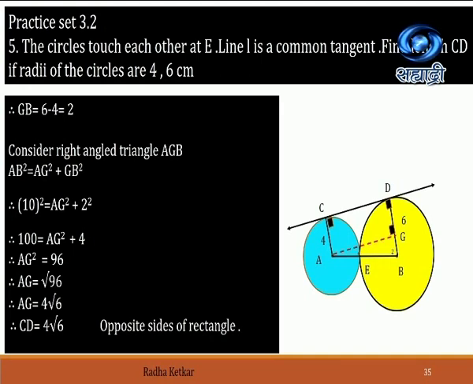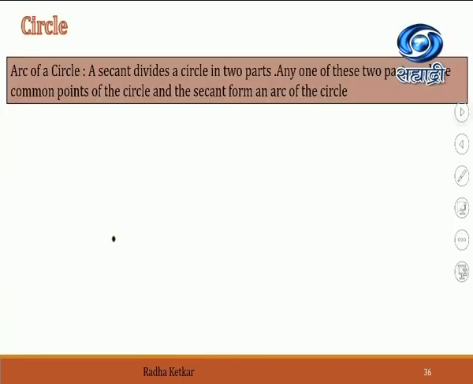AG will be root 96 and you have to write it in simplified form. So you can take out 16 from the square root, so that becomes 4 root 6. Okay. So CD is going to be 4 root 6. That is the opposite side of the rectangle. As we get AG as 4 root 6, the same length will be given for CD also because they are the opposite sides of the rectangle.